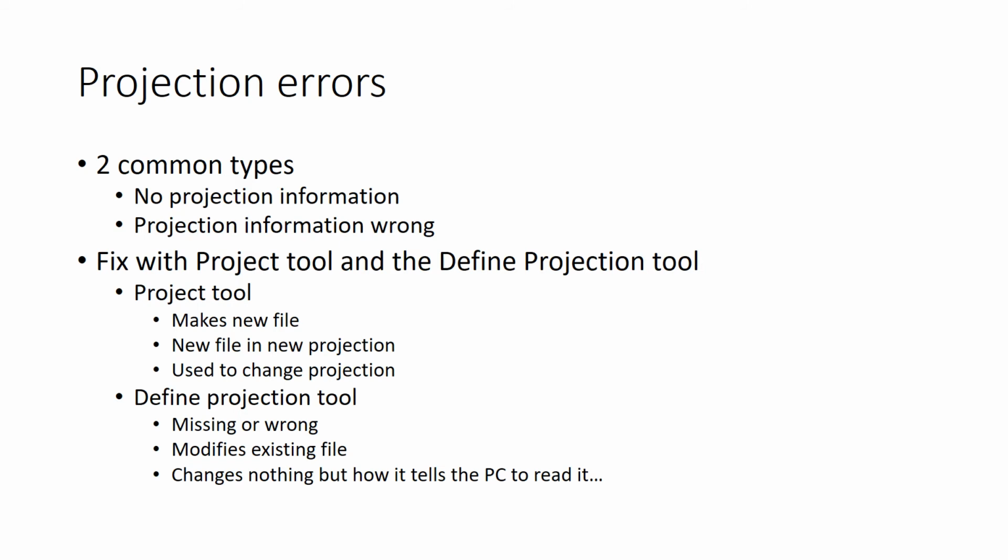The define projection tool we use when we have missing or incorrect information, and all it does is modify the labels on the existing data. It doesn't change anything. All the numbers that are stored along with the projection stay the same. We simply change the label, which then instructs the software how to read those numbers, and if we change it correctly, things work, and if we change it incorrectly, they will not.